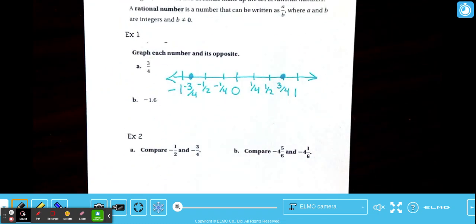Thankfully, on the assignments, you don't have to make the number line. You just have to put the dots there.